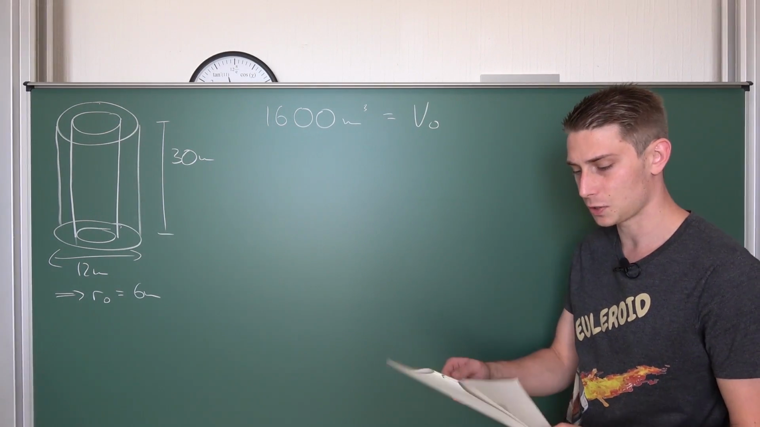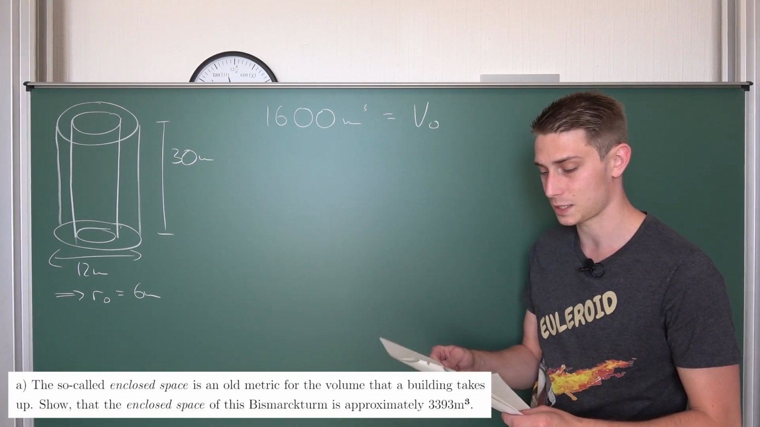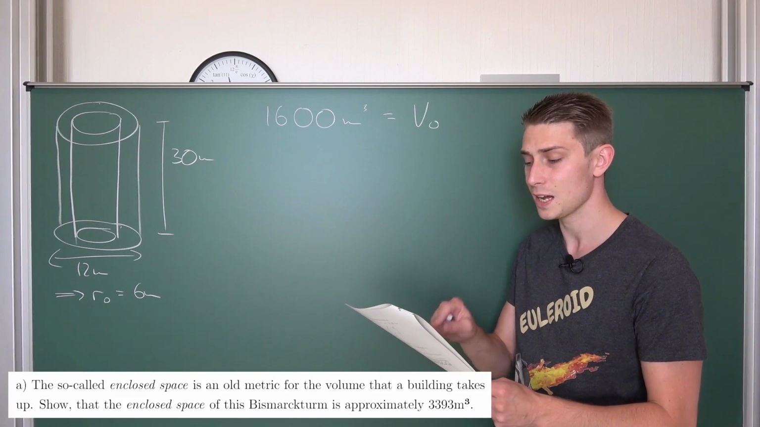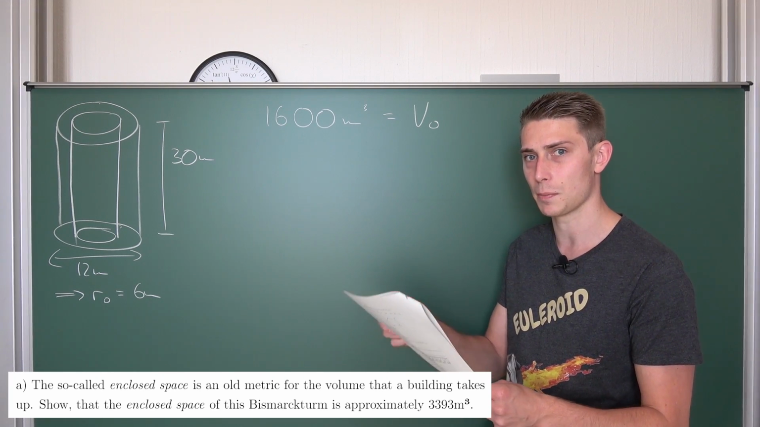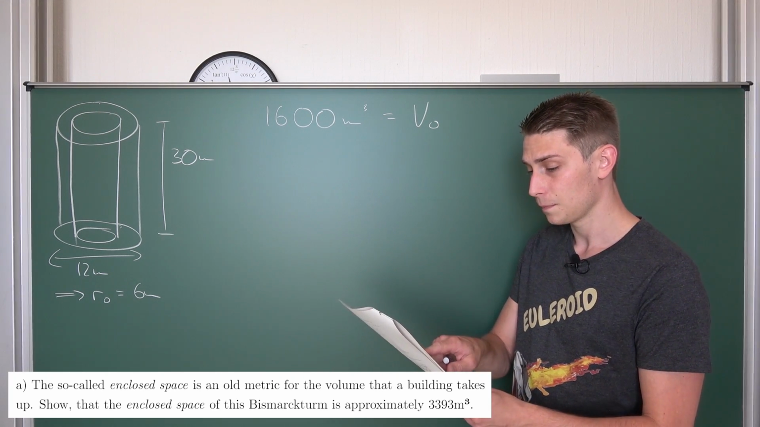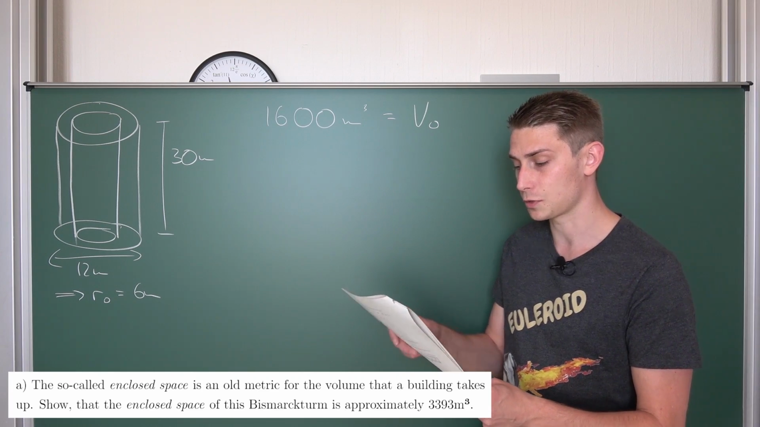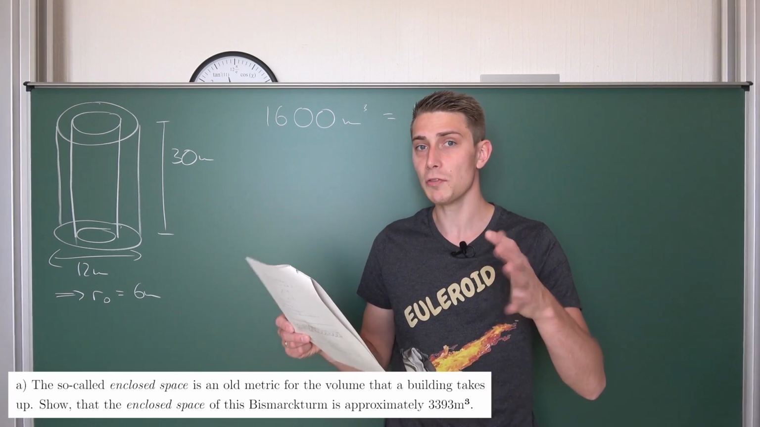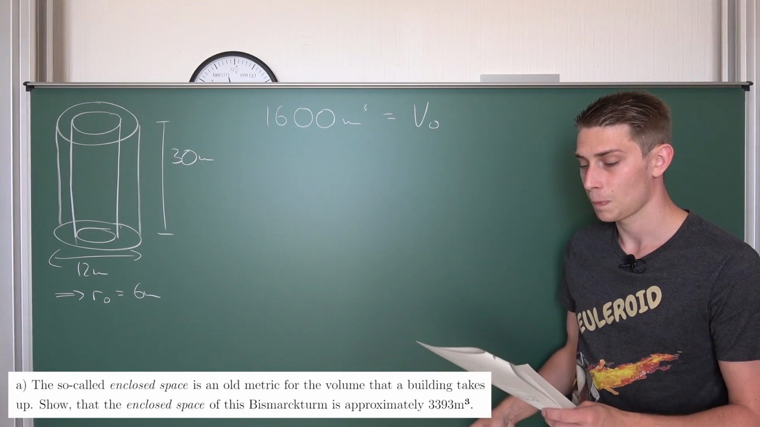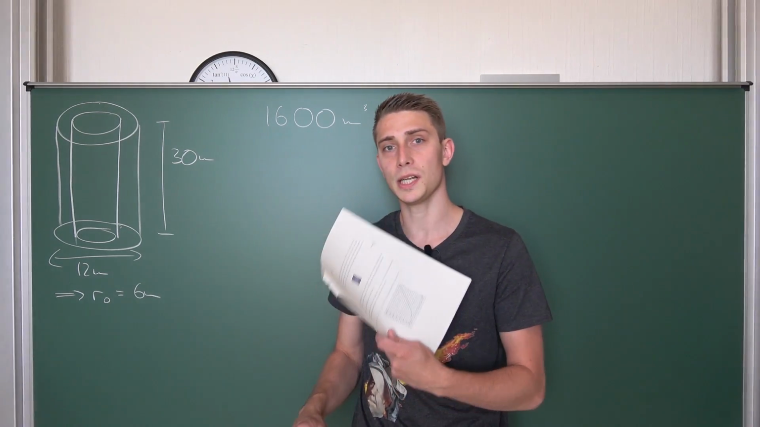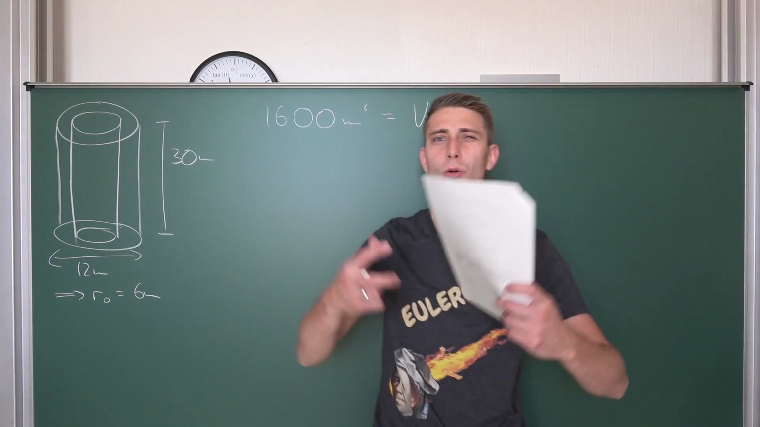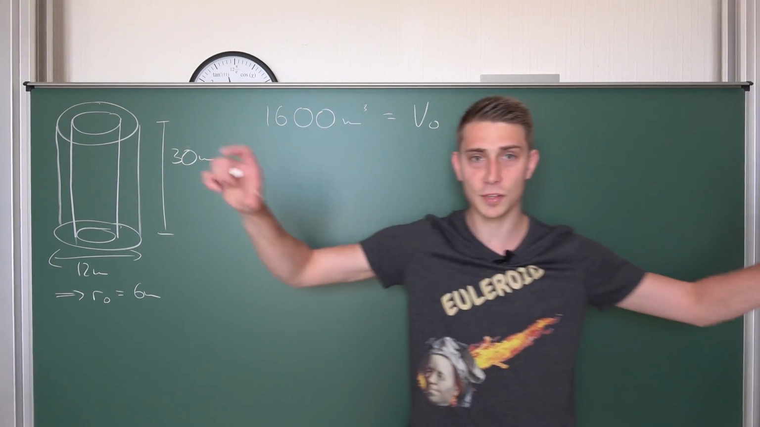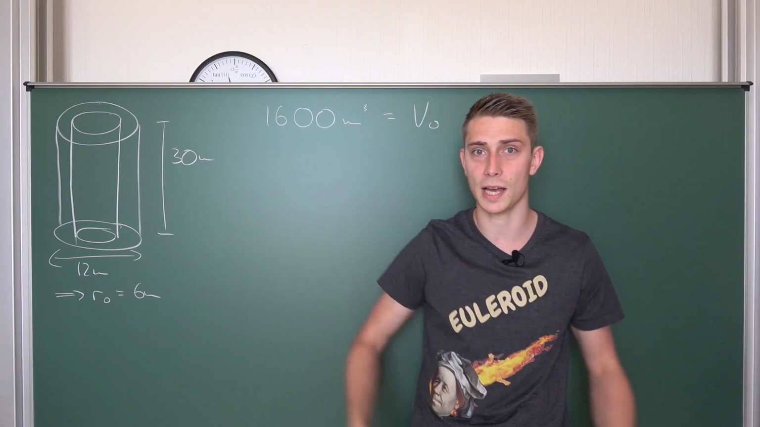Okay, with that stuff out of the way, we are going to approach our first exercise. The so-called enclosed space is an old metric for the volume that a building takes up in its completeness. Show that the enclosed space of this Bismarck-Turm is approximately 3393 cubic meters. So let us think about this metric, the enclosed space, at first. Enclosed space means this is the volume the whole tower is going to take up. Just think about some kind of room we are having here.